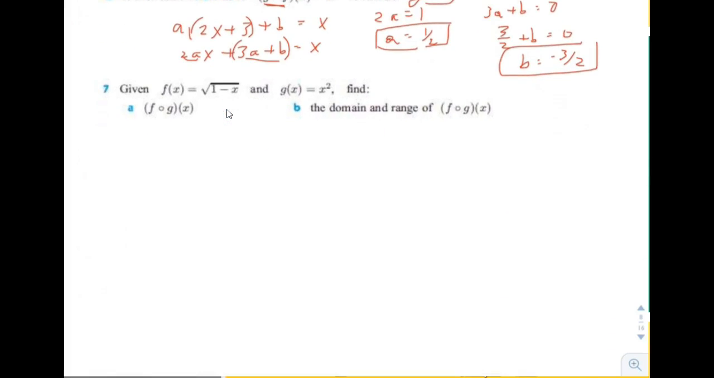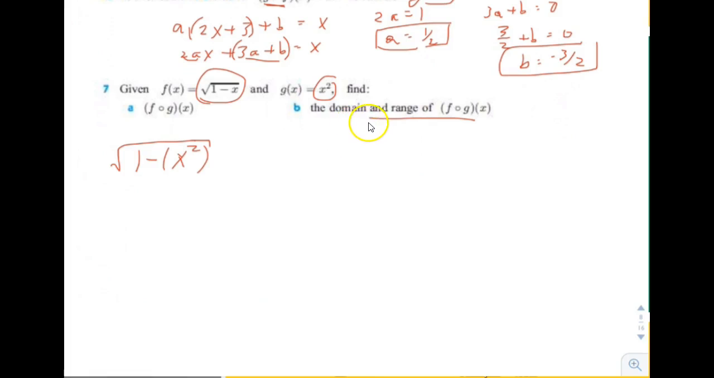Number 7. Given that the function f is square root of 1 minus x and g of x is x squared, find f follows g. So first we're going to do g, and then we're going to do f. Okay, like that. So we've already found the answer to A.